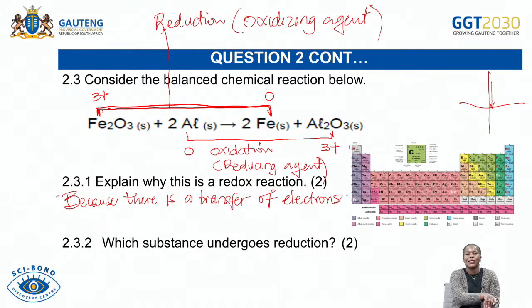2.3.2. Which substance is undergoing reduction? When you have done your analysis at the top, it is easy because there's your reduction. What were you specifying? It's iron. So iron is the one that is undergoing reduction. Fe, that is.